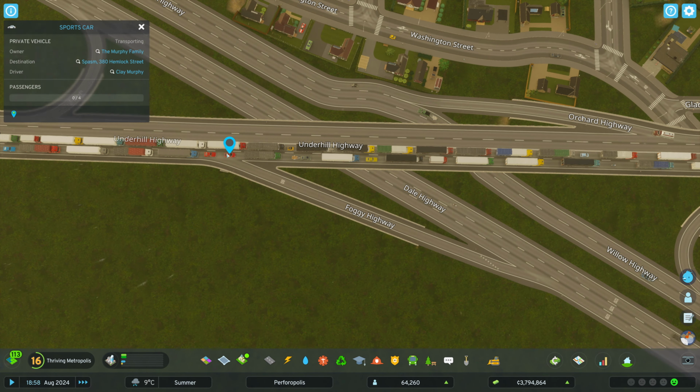This, I think, overall is indicative of us needing possibly a way to get from this highway up to our industrial and commercial area without going through all the roundabouts. That's what this is indicating to me, and that's something we can maybe tackle in the next episode.